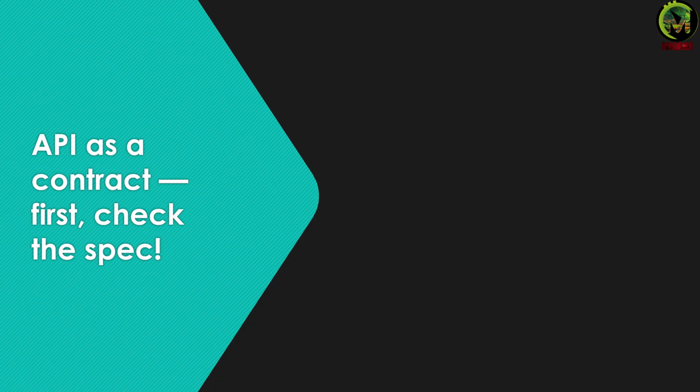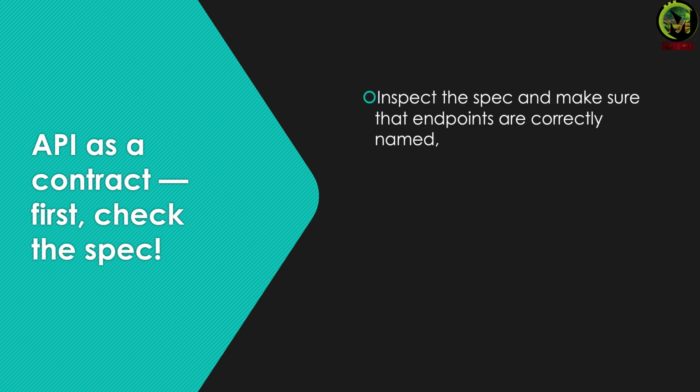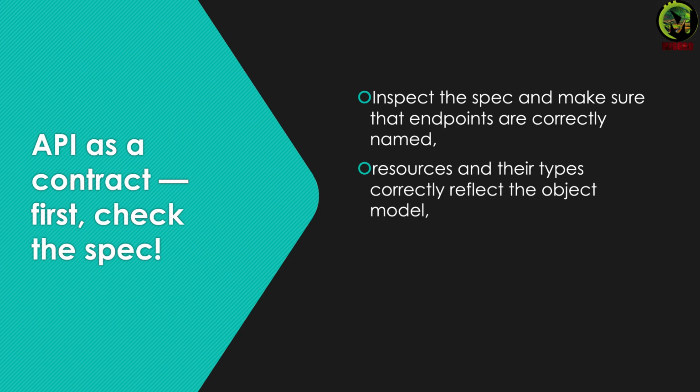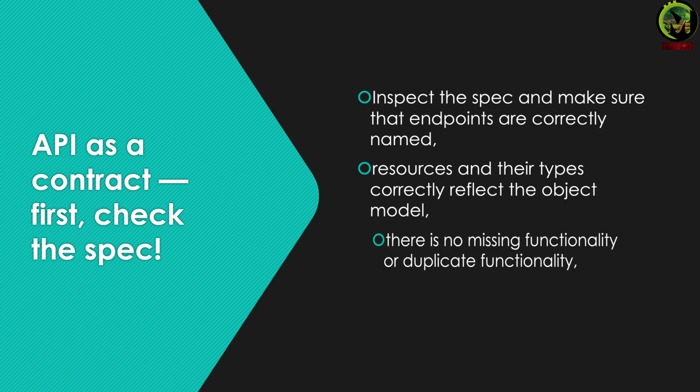Like any new product has its own product specifications, an API would have it too. If you look at an API as a contract, then the first place that we need to look at is its specifications. First thing we need to make sure is that the endpoints are named correctly. They should reflect what they're serving. Naming conventions play a very important role. Once we take care of the endpoints, we need to look at their types so that it reflects the right object model.